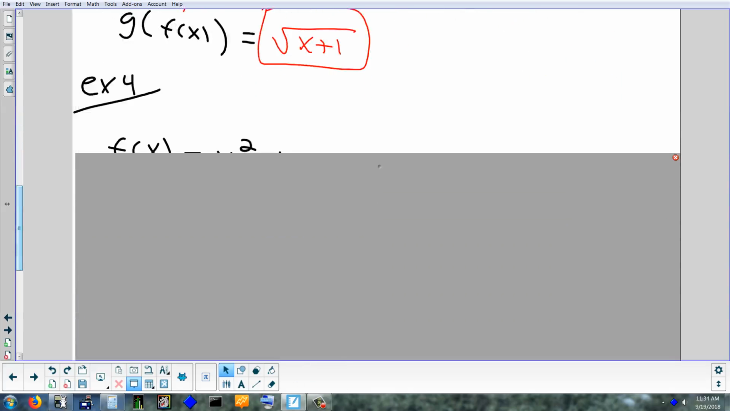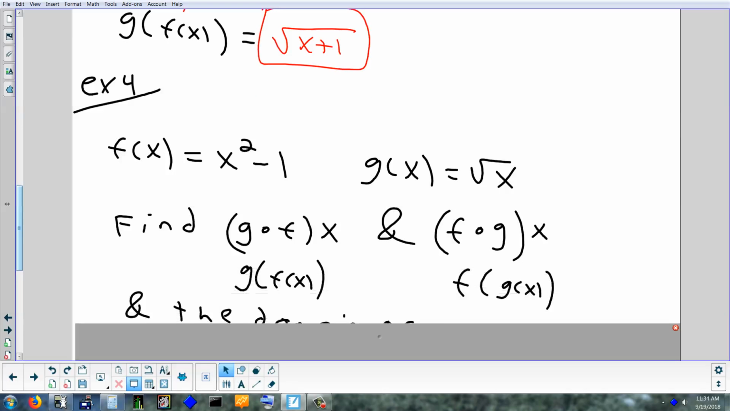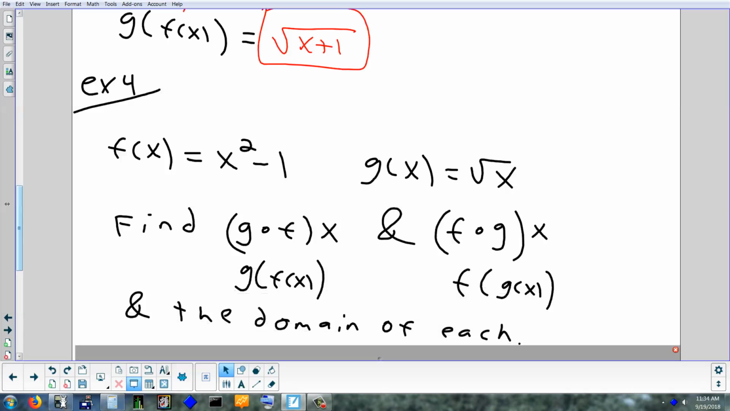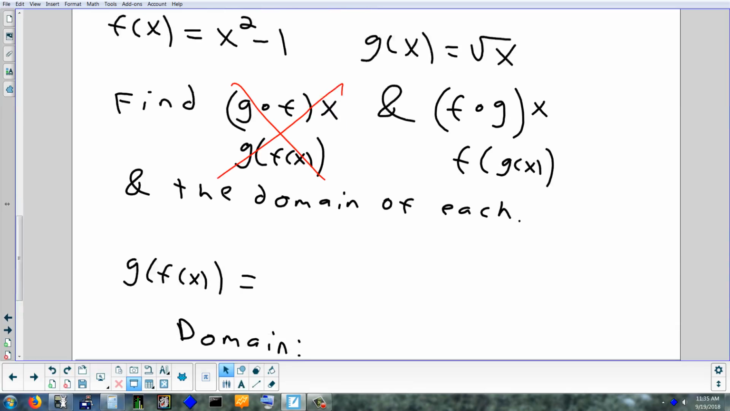So let's try, we don't have to do this both ways. Let's just do the second one. You could do the first one, but let's do the second one. So f of g of x. So let's find it first, and then we'll do the domain.